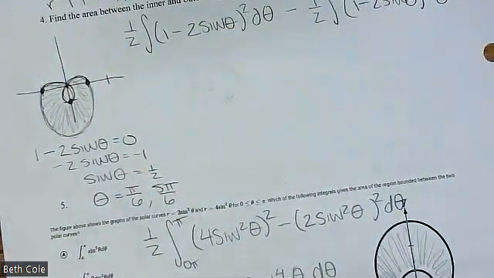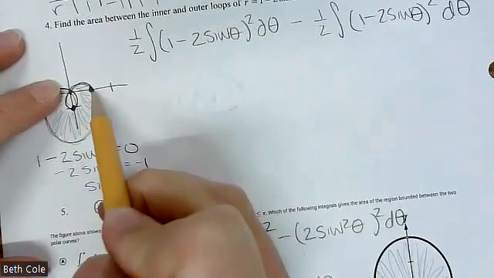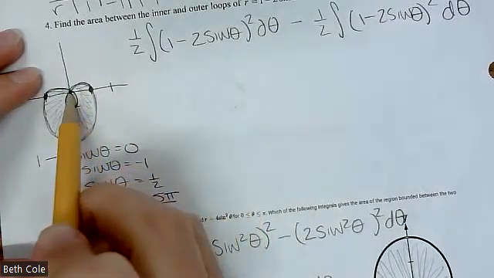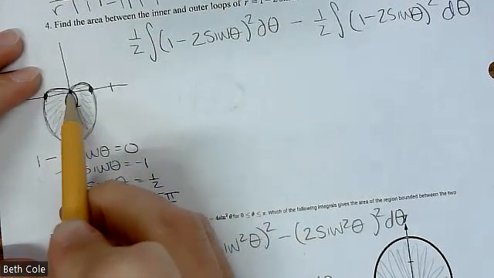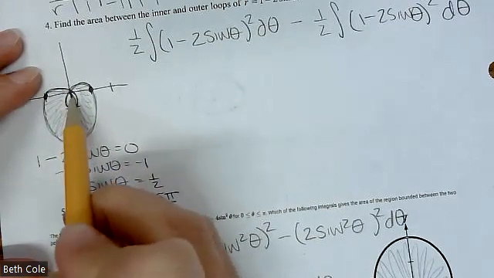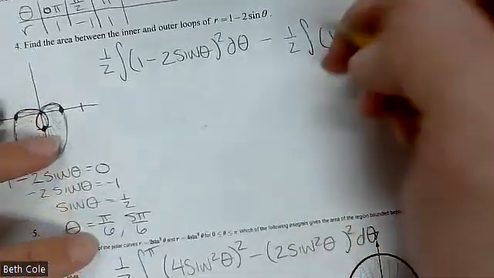So look, watch me point to it. We started here, that was 0 pi. We got to the origin at pi over 6. We looped around, we got back to the origin at 5 pi over 6. Do you see what I'm saying there? Okay, so for the little loop, those are going to be our boundaries.